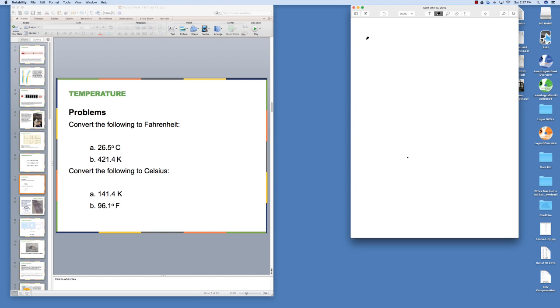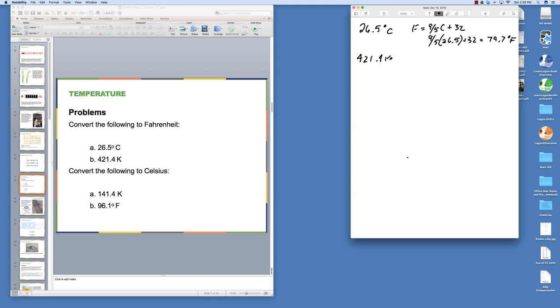Okay, so let's take a look at this first problem. We have 26.5 degrees Celsius, and we want to convert that to Fahrenheit. So the first thing we have to do is write down our formula. Fahrenheit is equal to 9/5 Celsius plus 32. So that's going to be 9/5 times 26.5 plus 32. And if you do the math here, you should get 79.7 degrees Fahrenheit. So 26.5 degrees Celsius is approximately 79.7 degrees Fahrenheit.